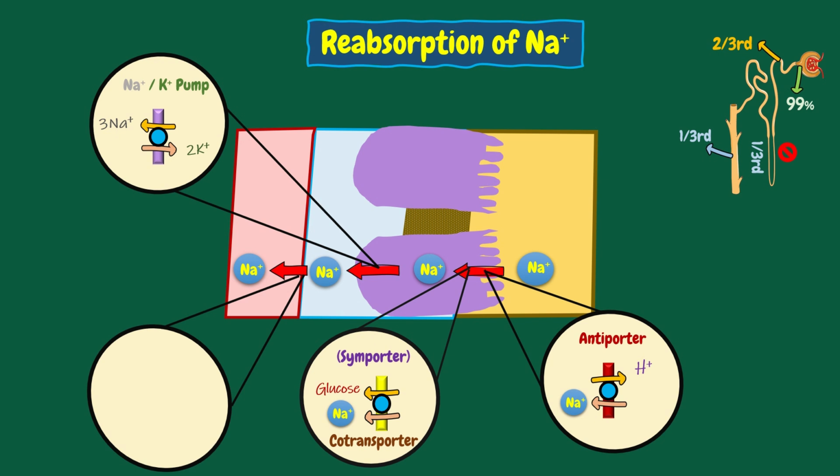Well, from the interstitial fluid, sodium ions enter the peritubular capillaries by concentration gradient. A concentration gradient occurs when the concentration of particles is higher in one area than another. In passive transport, particles will diffuse down a concentration gradient from areas of higher concentration to areas of lower concentration until they are evenly spaced.